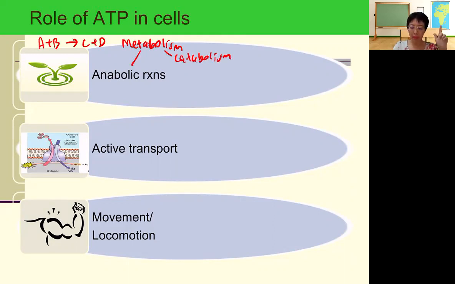Anabolism is a building up process. So anabolism is a building up process, whereas catabolism is a breaking down process. So let us look at the building up process. It is the building up process that requires energy. So what are they?